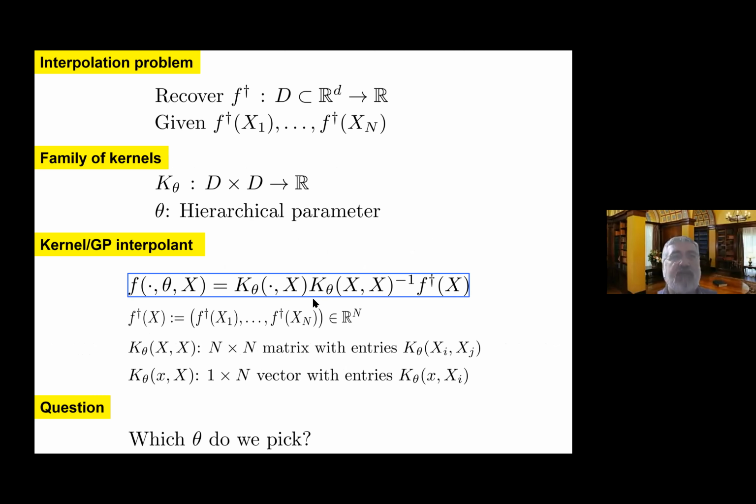I will describe this method in the setting of our original interpolation problem, where we want to approximate an unknown target function f dagger, mapping some domain D of R^d to the real line, based on observing the values of f dagger at n data points, x1, ..., xn. I assume that we are given a family of kernels on the domain D, parameterized by some hierarchical parameter theta. So given theta, the kernel interpolant is then represented by the following formula. And the main question that we are going to address is, which theta do we pick?